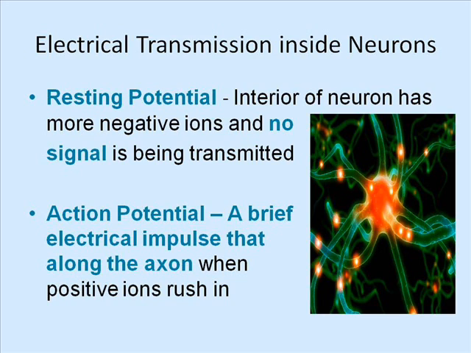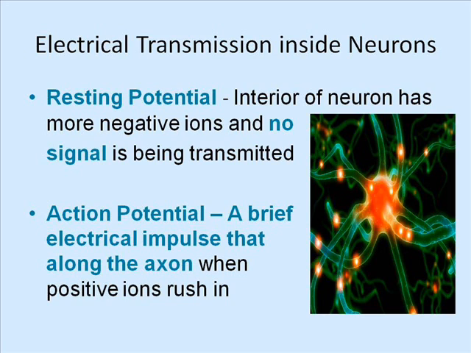explain the processes that occur when a neuron is activated. Electrical transmission within a neuron is the way in which messages are transmitted. In its resting state, the resting potential, the neuron has a negative charge because there are more negative ions on the inside. No signal is being transmitted at that point.